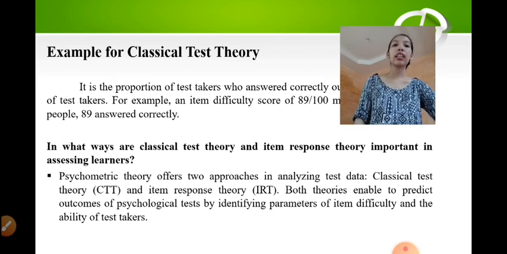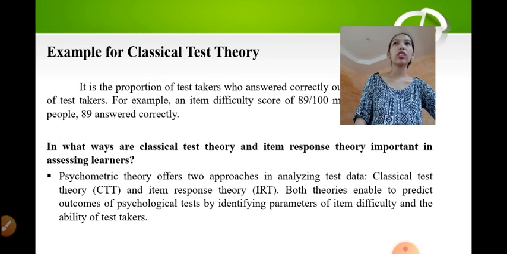So in what ways are classical test theory and item response theory important in assessing learners? As BT students, this is still important and we can still use it in our new curriculum, even in the old curriculum. So psychometric theory offers two approaches in analyzing test data. So classical test theory or CTT, don't forget this. And item response theory, or IRT, both theories are able to predict outcomes of psychological tests by identifying parameters of item difficulty and ability of the test taker.